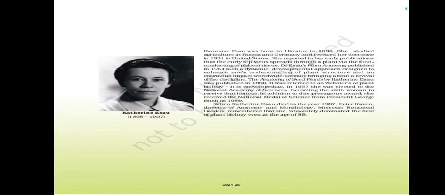When Katherine Esau died in the year 1997, Peter Levin, Director of Anatomy and Morphology at the Missouri Botanical Garden, remembered that she absolutely dominated the field of plant biology even at the age of 99.